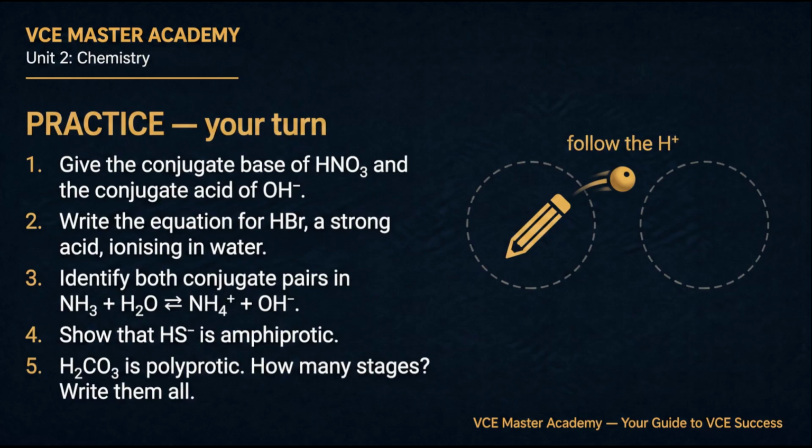Your turn now. 5 questions, 1 for each skill from today. Question 1 is pure conjugates. Add or remove exactly one H+ and adjust the charge. Question 2, a strong acid in water. Think carefully about which arrow it deserves. Question 3, match the partners across the arrow. Question 4, you know the code word by now. Amphiprotic means 2 equations. And question 5, count the hydrogens, then take the staircase one step at a time.